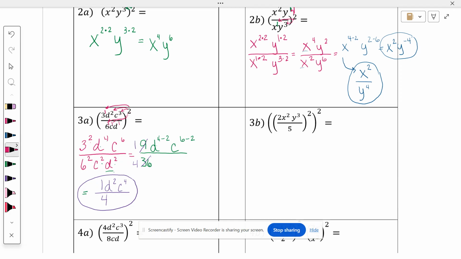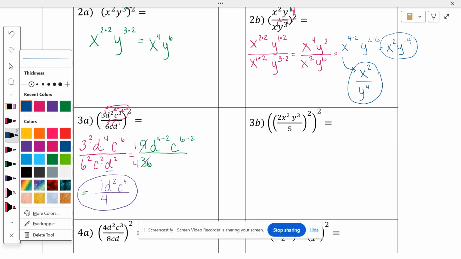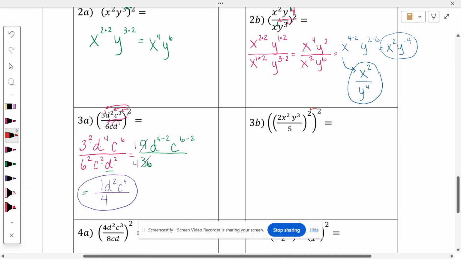Alrighty, this next example looks a little tricky, but remember that we're just multiplying. So the first thing I'm going to do is take this 2 on the outside power and multiply it by the power on the inside. 2 times 2 is 4. So I'm going to rewrite this as 2x squared y cubed all over 5, all to the power of 4.